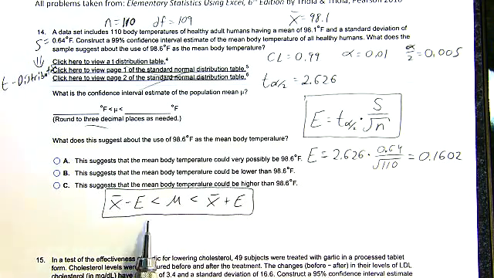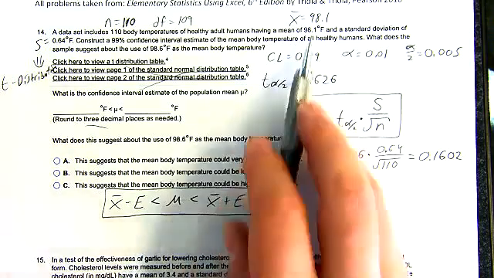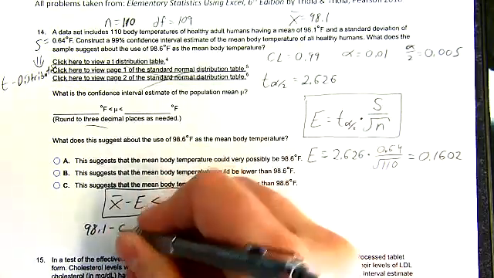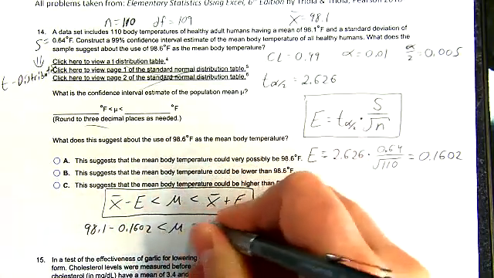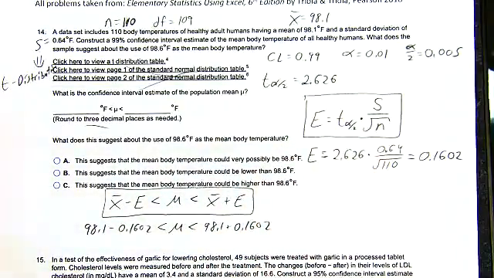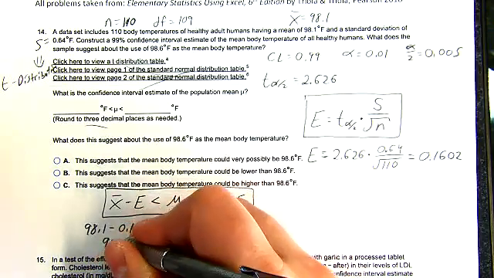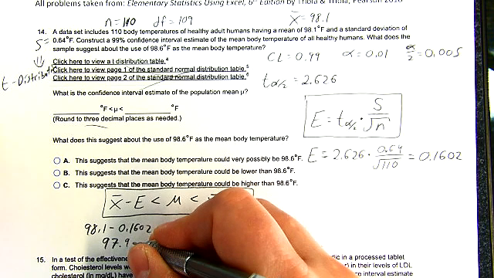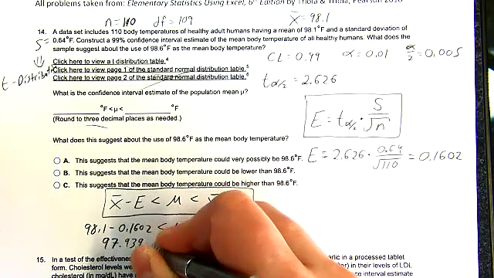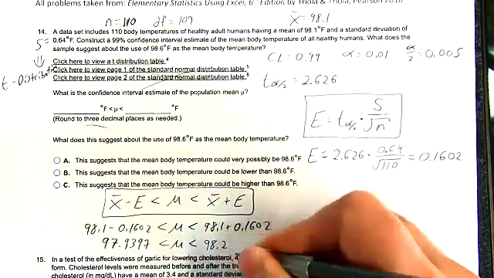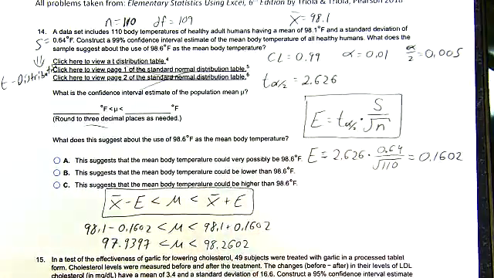Now we're just going to plug this number in here. They told us the mean was 98.1, so you have 98.1 minus this E that we just found, 0.1602. Then you have 98.1 plus that 0.1602. If you subtract this number here and add this number here, you should get 97.9397 and 98.2602.